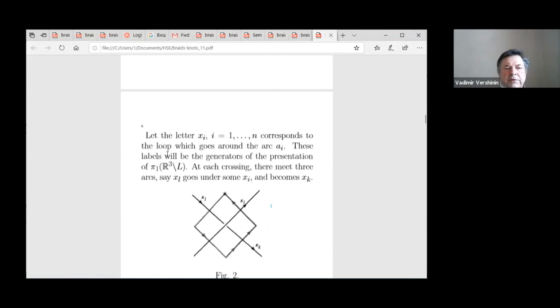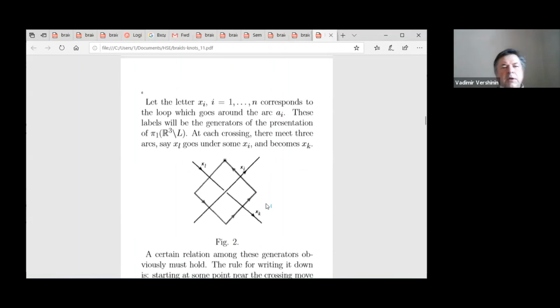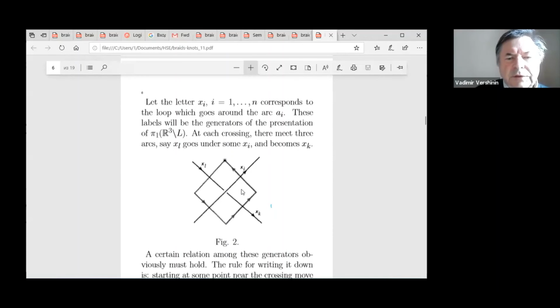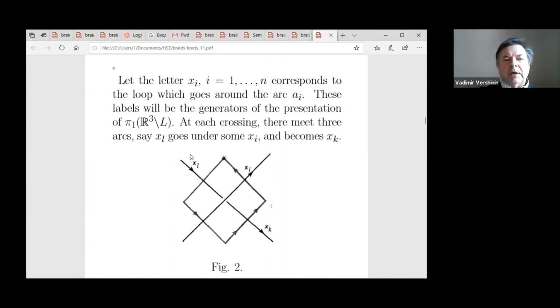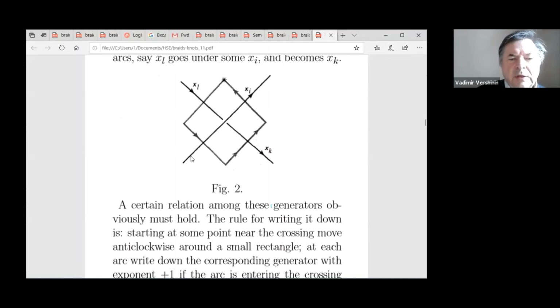Usually they are labeled X1, then you go following the direction of the knot, then X2 and so on, but not necessarily at the crossings. So usually at the crossings, if this is Xl, then this should be Xl plus 1. But in general, you can rename anything however you want.